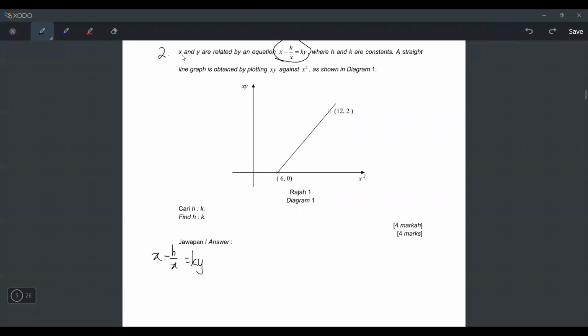Okay, but let's keep reading. Let's finish reading the whole question first. x and y are related by this equation where h and k are constants. A straight line graph is obtained by plotting xy against x squared. So the y-axis is xy and the x-axis is x squared, as shown in the diagram.